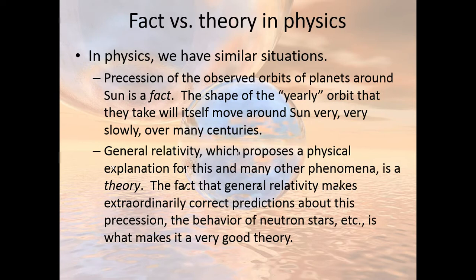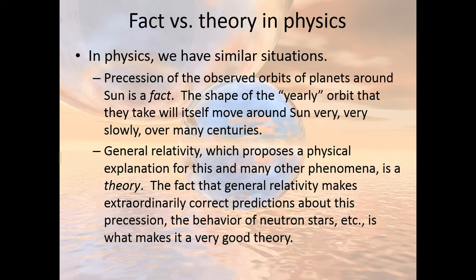Now, in physics, we have similar types of situations. For example, there is a fact that the orbits of planets, which are ellipses orbiting around our sun, the orientation of these orbits actually shifts very slightly from year to year. And this was very puzzling for people. It was a violation of Newton's law of universal gravitation. Notice the law was wrong.